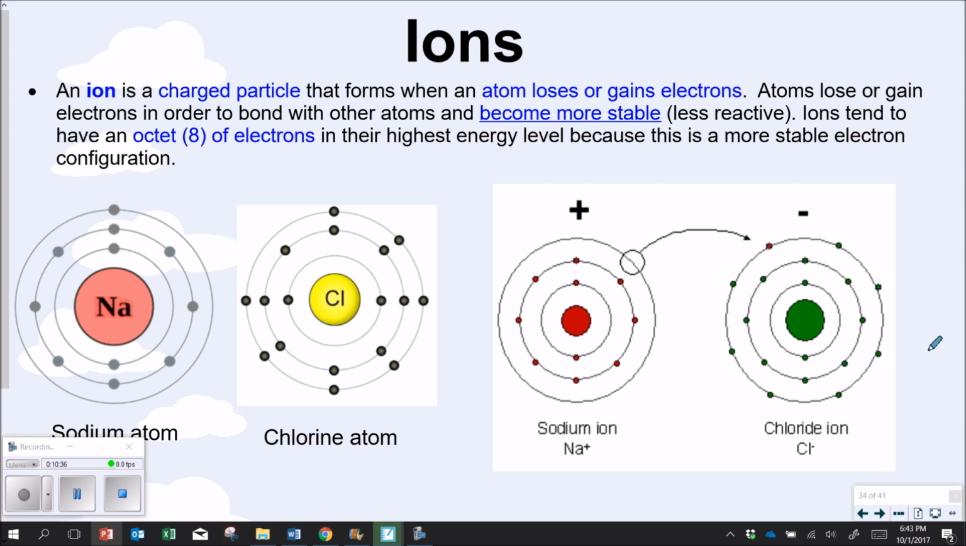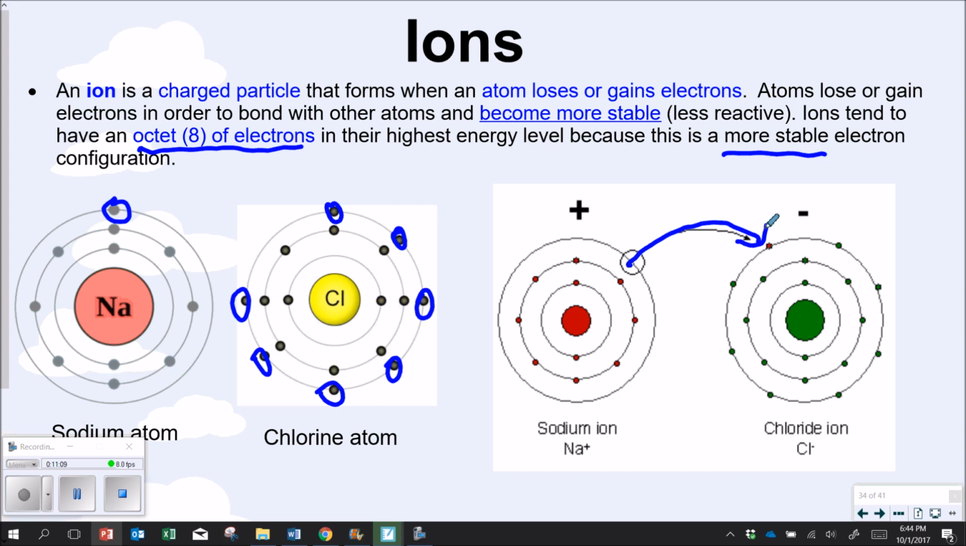Ions tend to have an octet of electrons, which is 8 electrons, in their highest energy level because this is a more stable electron configuration. So over here, if we have the sodium atom combining with a chlorine atom, we see that sodium has 1 valence electron, whereas chlorine has 1, 2, 3, 4, 5, 6, 7 valence electrons. When they combine, sodium loses its valence electron and chlorine gains that electron.